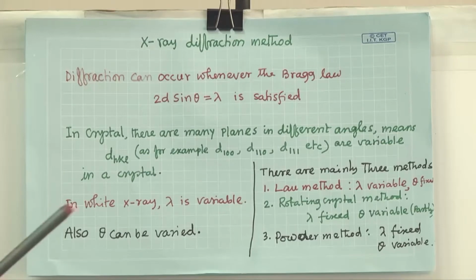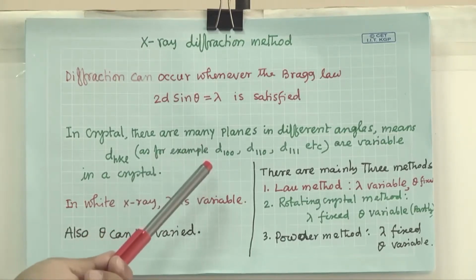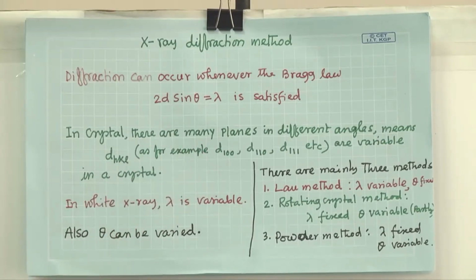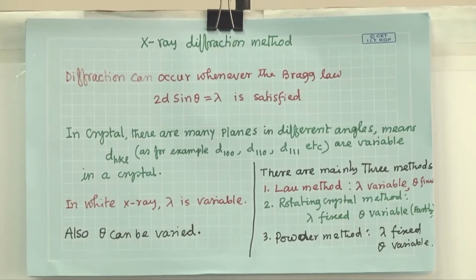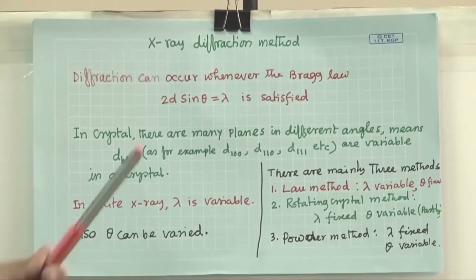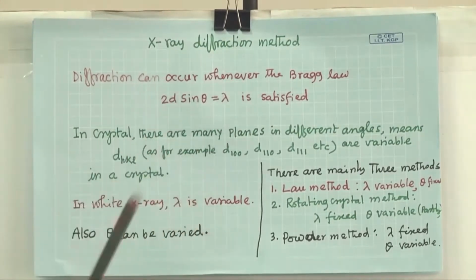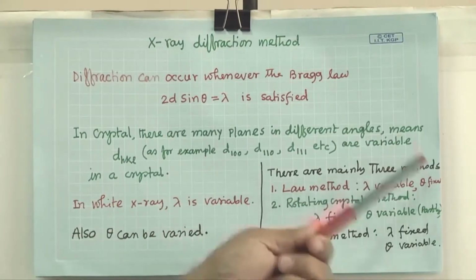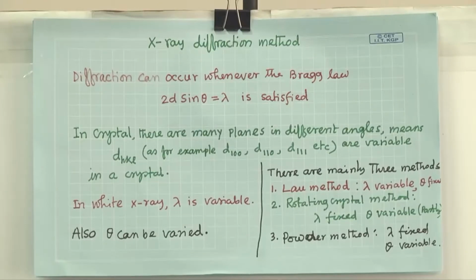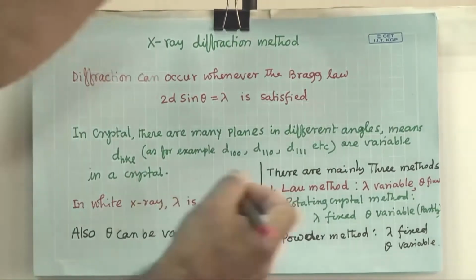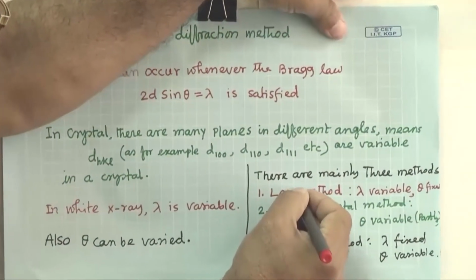Okay. So, which one will be variable and which one will be fixed to satisfy this Bragg condition? Depending on that, there are 3 methods. One is called the Laue method, L-A-U-E.